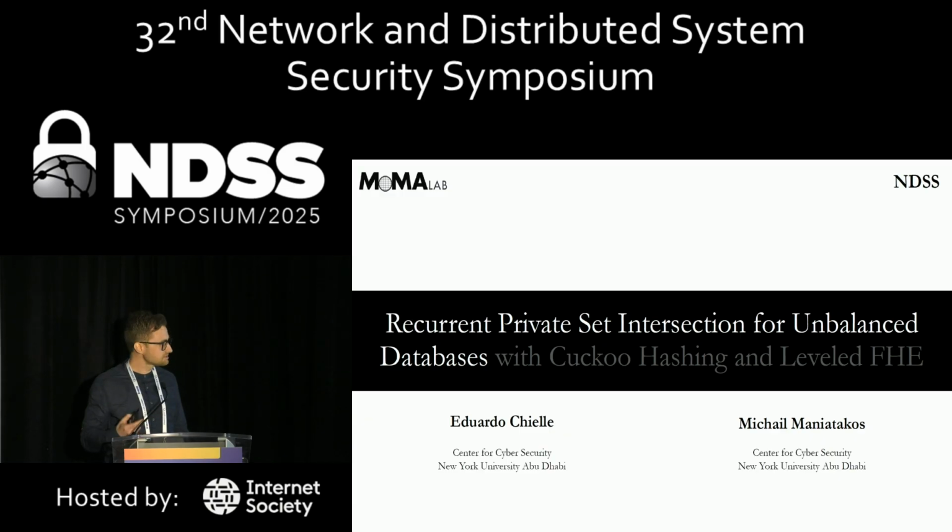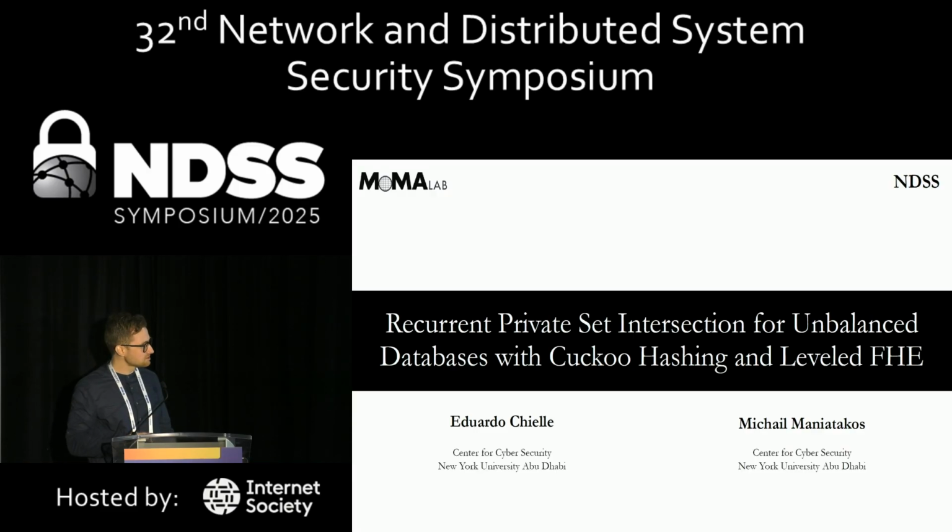And also, there is a case where you may be changing this small set many times, and you want to intersect against this large set again. So that's where the recurrent private set intersection protocol comes in, and it would be inefficient if you had to run the whole protocol every time you do a new intersection. And Cuckoo hashing and leveled fully homomorphic encryption are some of what we use to build this protocol.